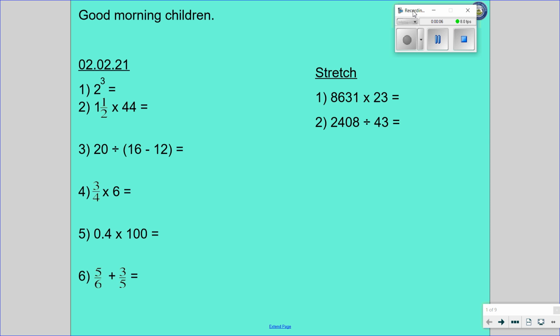This is Tuesday's maths lesson where we're going to be having a look at translating shapes. Before we go into the main part of our lesson though, we have our 6 daily arithmetic questions and the 2 stretch questions if you choose to do those. So as usual, pause the video and have a go at these questions and then come back and watch the answers.